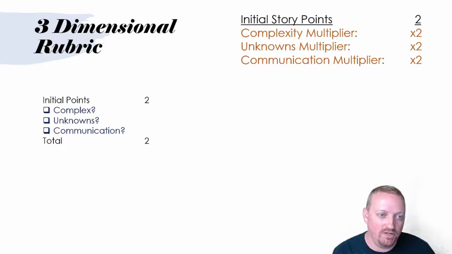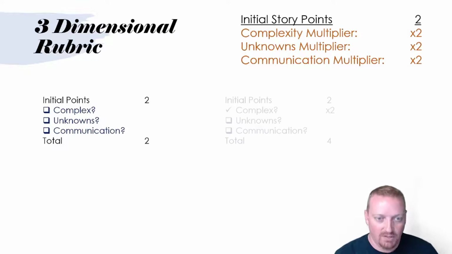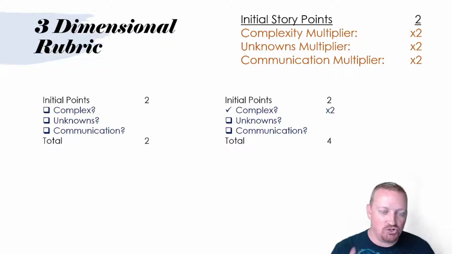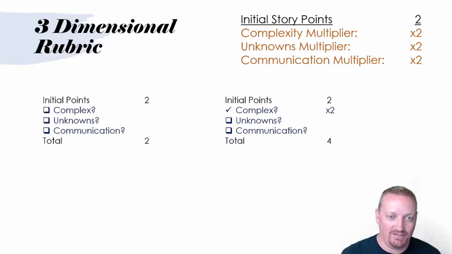Okay, so going back to the initial points: all stories begin at 2. For this particular story, there's nothing complex, there aren't any unknowns that need to be explored, and there's no external communication required. That means this story can remain a 2. Now, if we say yes, there is some level of complexity, so there's something about this story that is complicated and needs to be resolved, or it's a complex solution that we need to implement, then it is now 4, because we use the multiplier of 2.